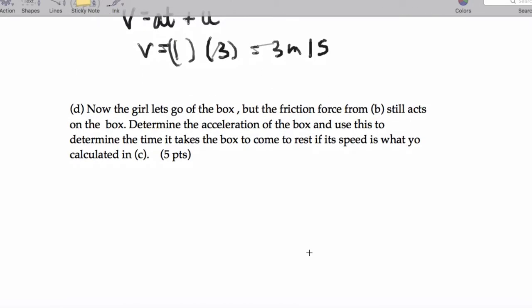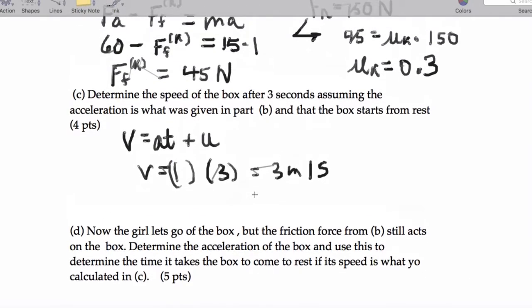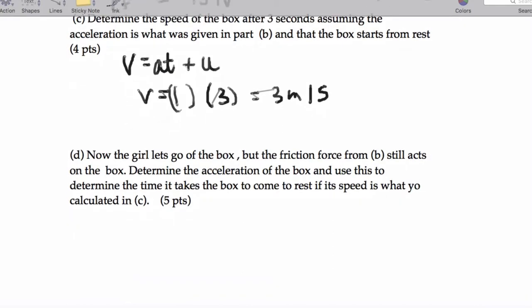All right, now, the last part, let's do part D. All right, now, the girl, let's go to the box. Force of friction from B still acts on the box. We're going to determine the acceleration of the box and use this to determine the time it takes the box to come to rest, etc., etc. So the free body diagram is going to look like this. We've got a normal force, we've got a weight force, and we've got a friction force right here.